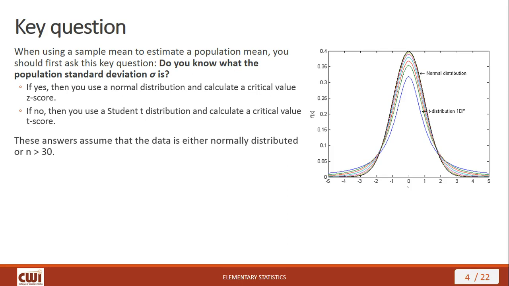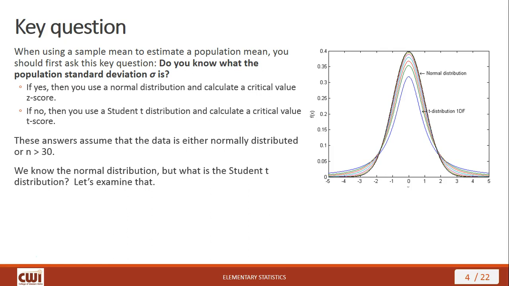These answers assume that your data is either normally distributed to begin with, or you have a sample size greater than 30. If you don't have a normal distribution and your sample size is less than 30, all bets are off. There's no way you're going to estimate this. So you've got to get more data before you can use the methods here.